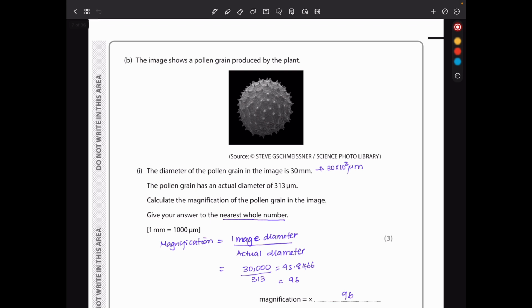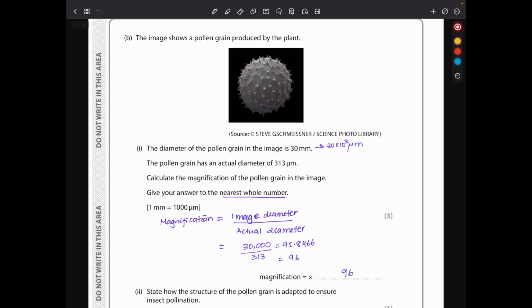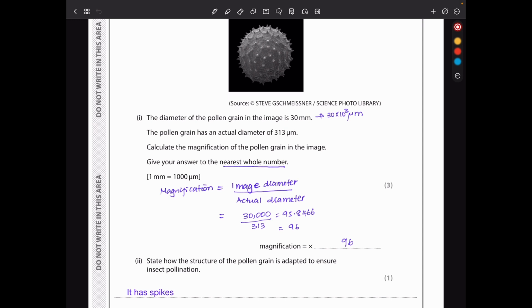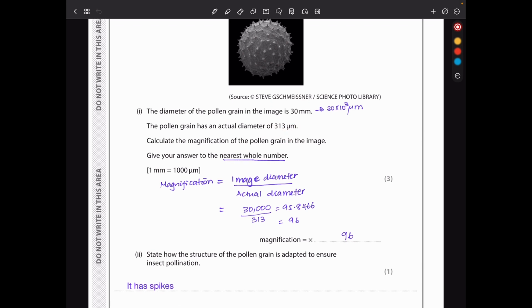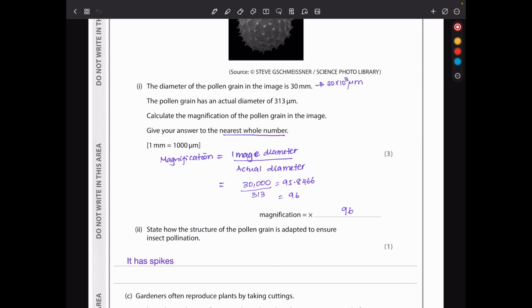And next they say the image shows a pollen grain produced by the plant, which is this one here. The diameter of the pollen grain in the image is 30 millimeters. The pollen grain has an actual diameter of 313 micrometers. Calculate the magnification of the pollen grain in the image. They want you to give your answer to the nearest whole number.